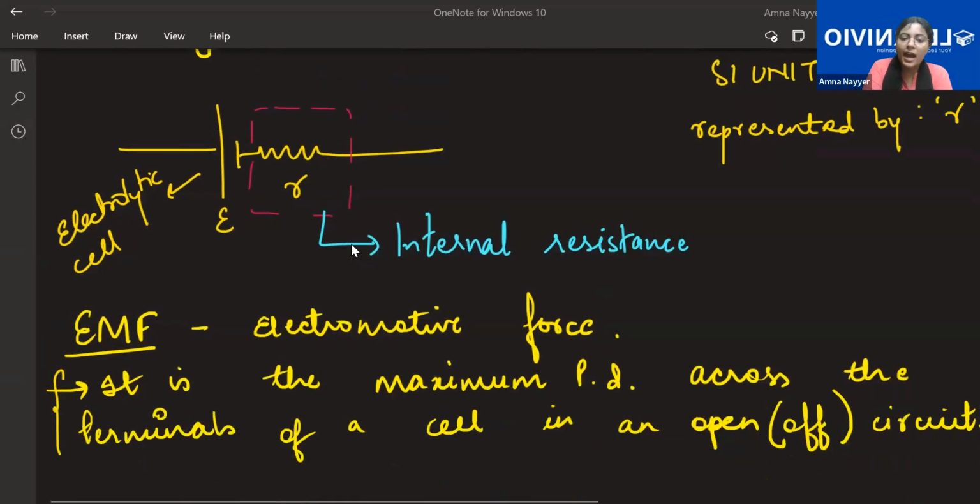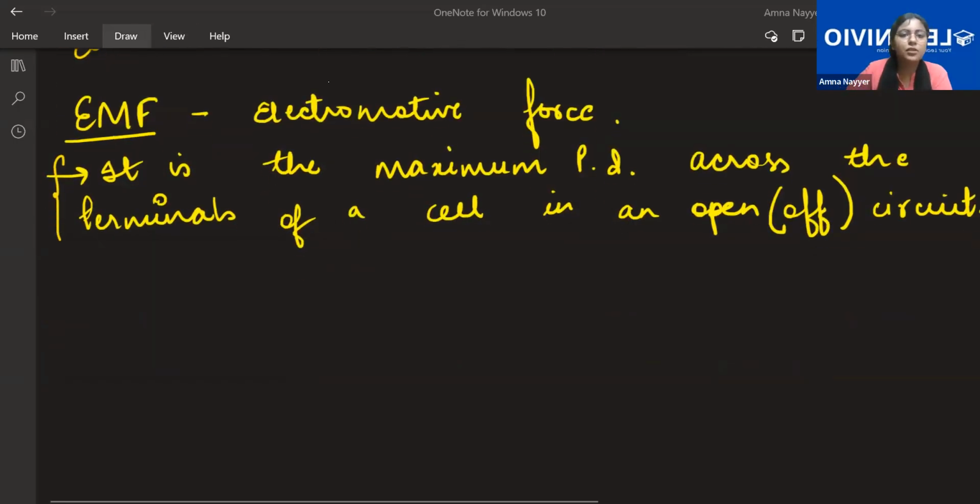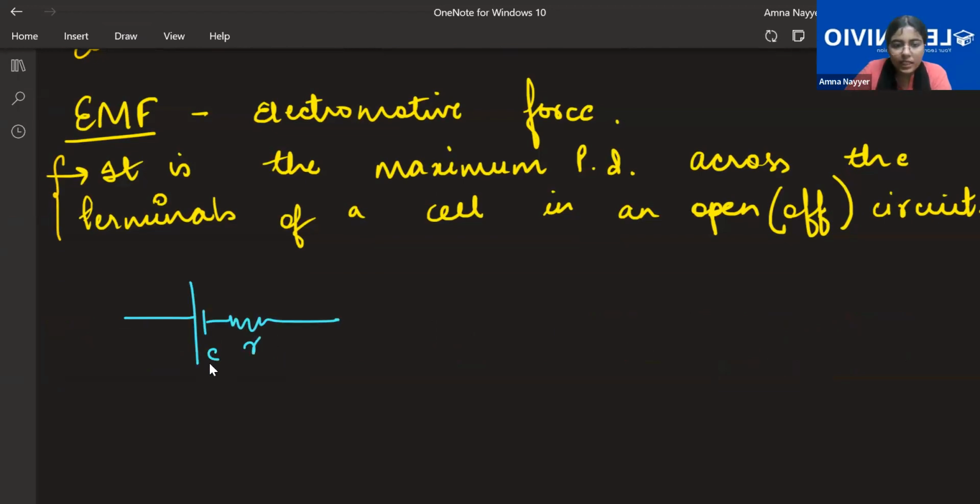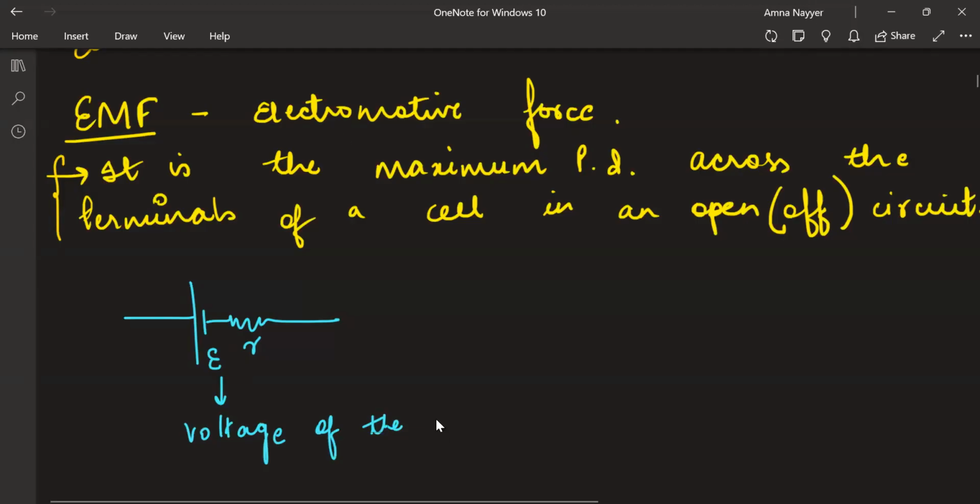I'll just draw this circuit. This is the cell, this is the internal resistor. So here an E will be put to show that this is the EMF of the cell. EMF of the cell is nothing, it's just the voltage of the cell across the internal resistor.